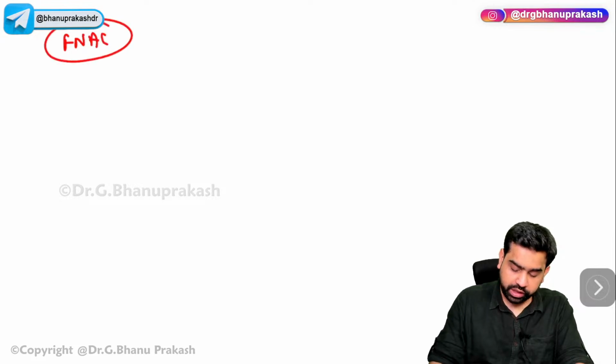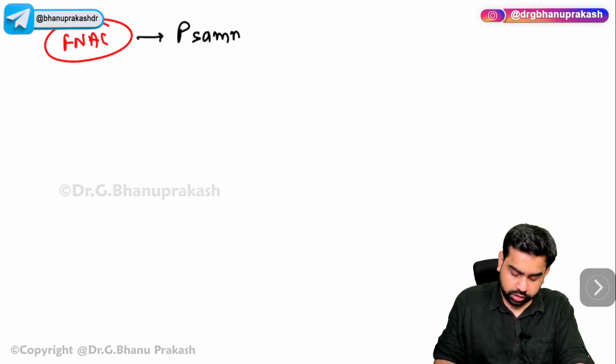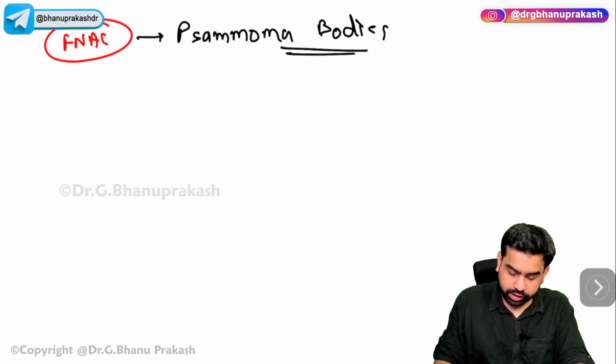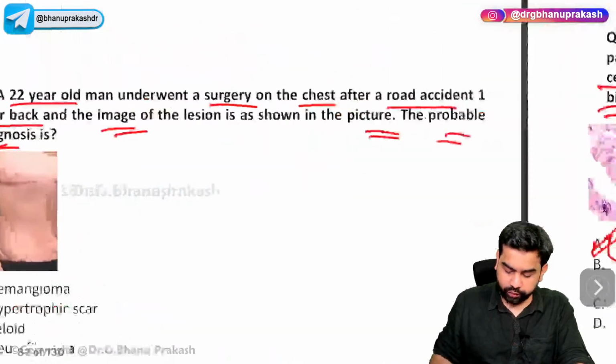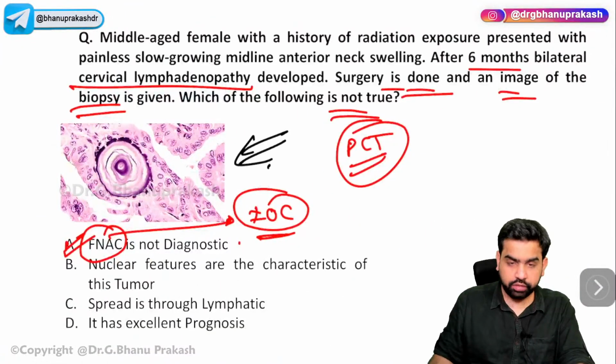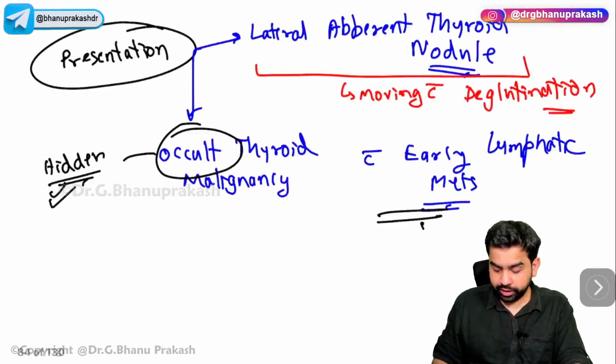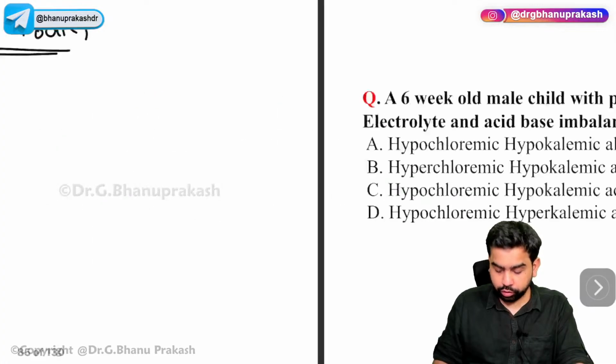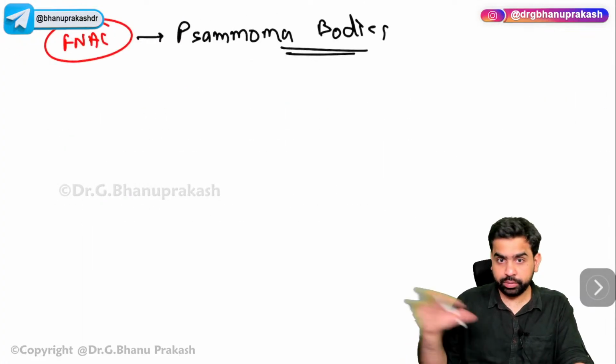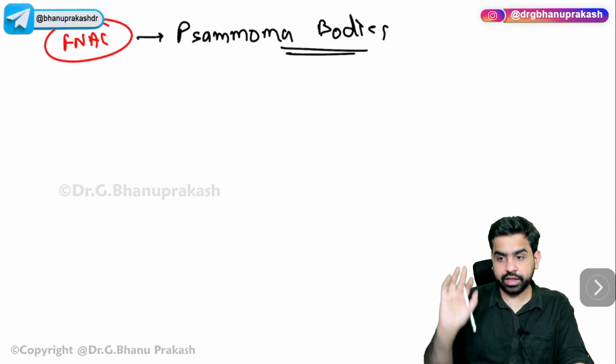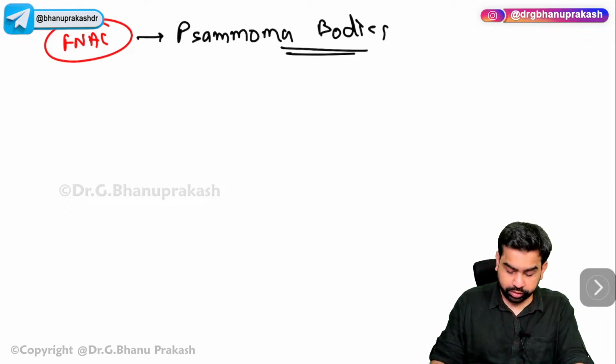Now when we talk about the diagnosis, FNAC is the investigation of choice, and on the FNAC, what are you going to find? You're going to find psammoma bodies. These particular psammoma bodies are the ones which we had seen over here. So this is what psammoma bodies are. I hope you're able to appreciate it. These are the inclusion bodies which you get in patients with papillary carcinoma of thyroid. So that is what you need to understand, psammoma bodies.